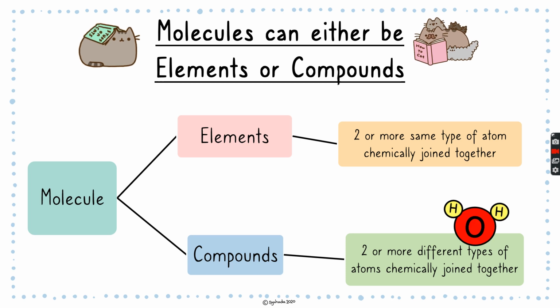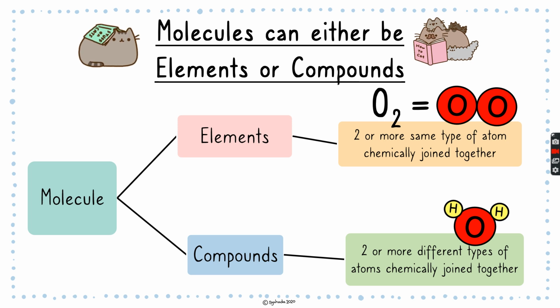A good example for a compound, so we're going to look at compound first, is your water, H2O. And then for an element, for example, the gas O2. This is when you have two of the same atom, oxygen atoms, joined together. H2O actually has two different types of atoms joined together: two hydrogen atoms combined with one of a different element called oxygen. You call this one, chemically combined together, a compound.